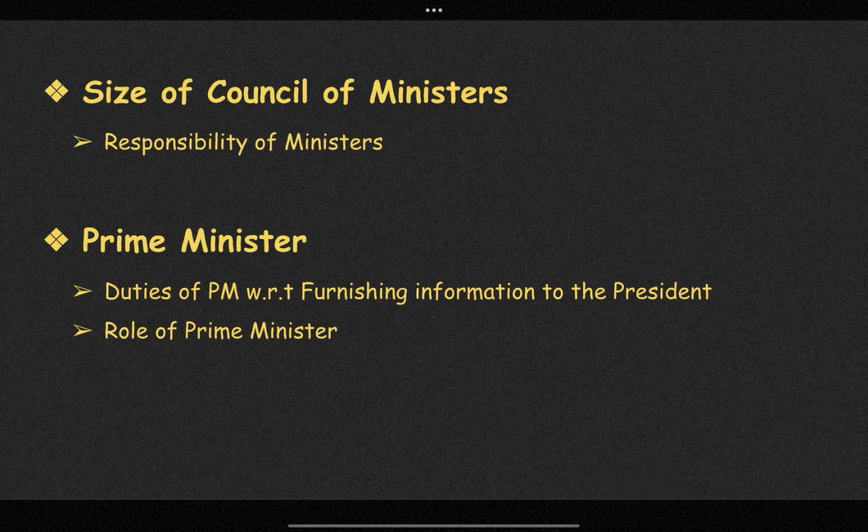He allocates portfolios among the ministers, and if the Prime Minister resigns or dies, the whole Council of Ministers ceases to exist. The Prime Minister is the sole link between the President and the Council of Ministers. Under Article 78, the Prime Minister is duty bound to communicate to the President all decisions of the Council of Ministers, including intended legislations.